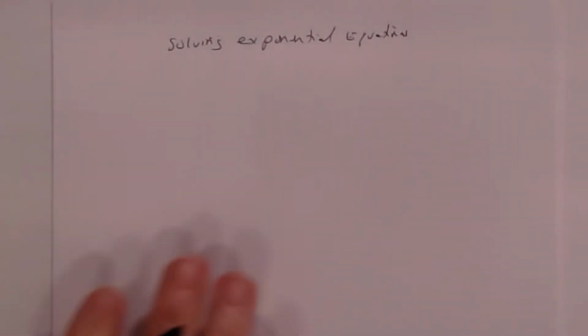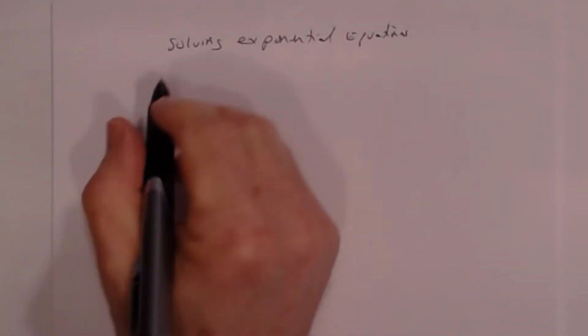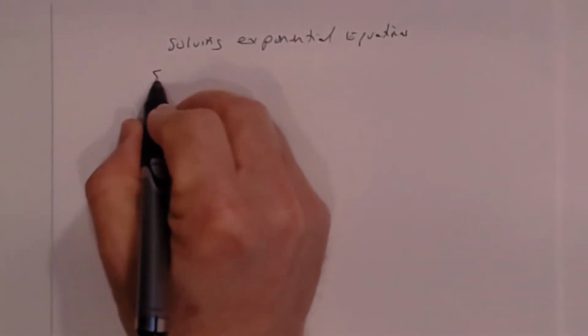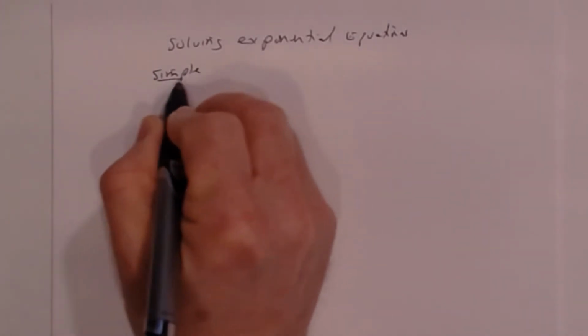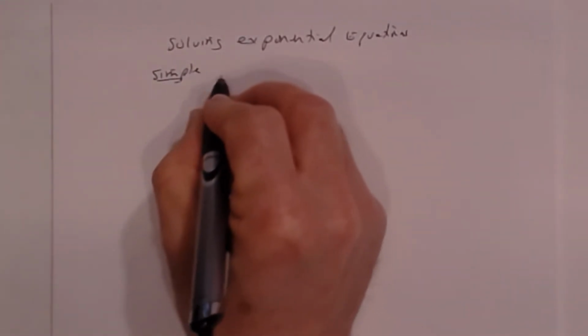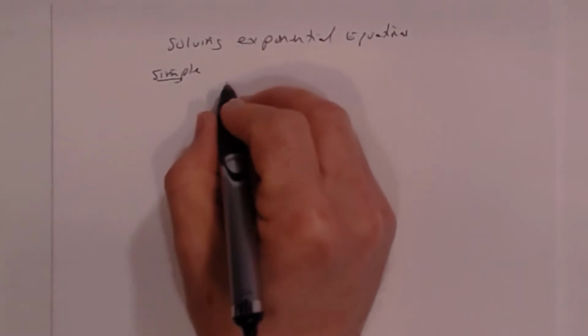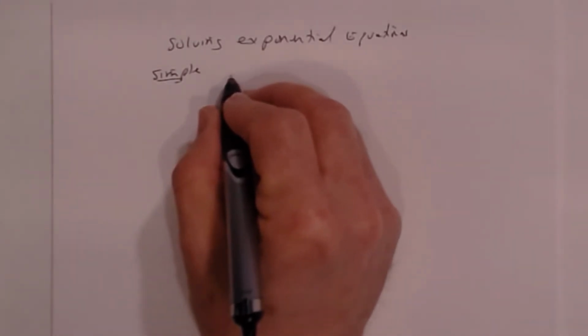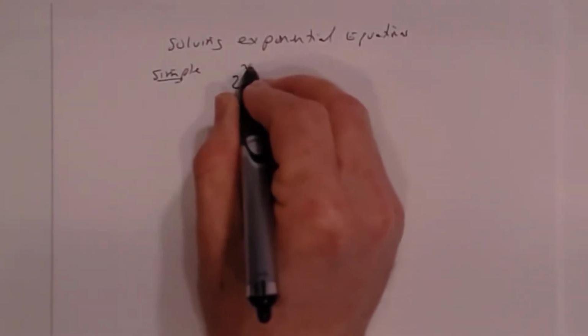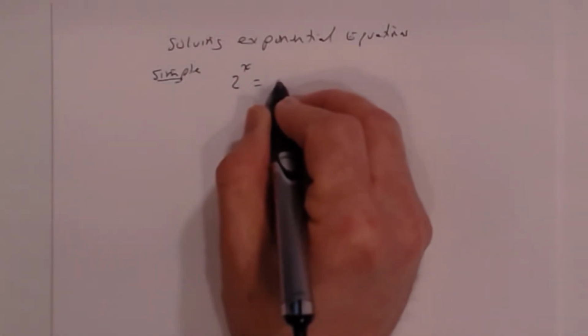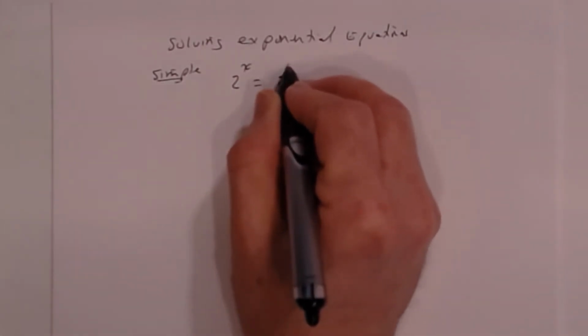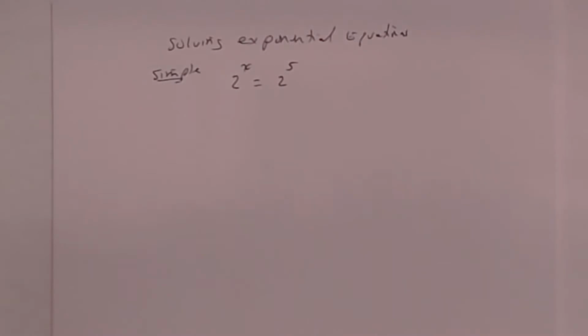All right. So let's talk about what an exponential equation looks like first of all. We can look at a very simple one. All right, so listen carefully. This is a simple one, and it's going to get us through the idea of the rest of this. So if I have this equation, let's say 2 to the x is equal to, let's say, 2 to the fifth power, okay?